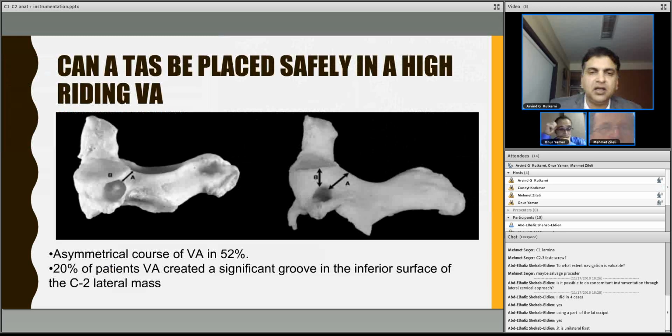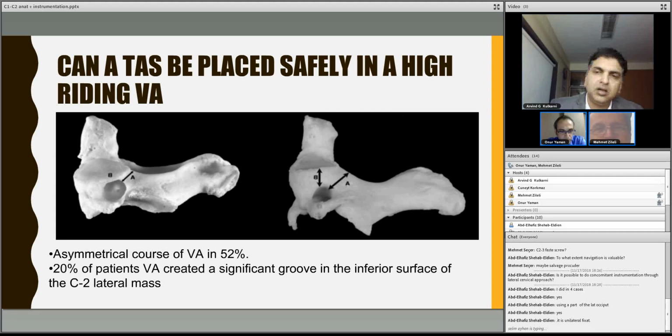In this particular specimen, both the one on the left as well as the one on the right have very thick pars. So it is very easy to pass a screw from inferior to superior. But if there is a big groove here for the vertebral artery, it is almost impossible to pass a screw into the C1 lateral mass without injuring the vertebral artery.